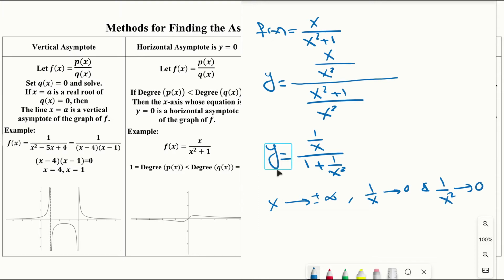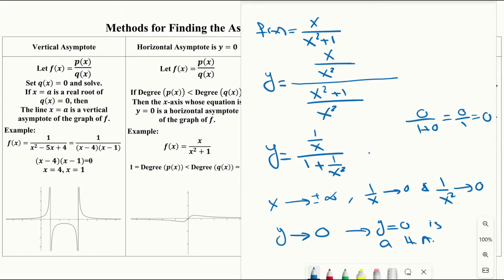Now, what happens to y? Well, notice that it's going to be 0 on top and then 1 plus 0. So what is 0 over 1 plus 0? So y is going to approach 0 as well, because remember, 0 over 1 plus 0 is 0 over 1, which is 0. So this is how we know that y equals 0 is a horizontal asymptote of this particular function. And y equals 0 is, of course, the x-axis.